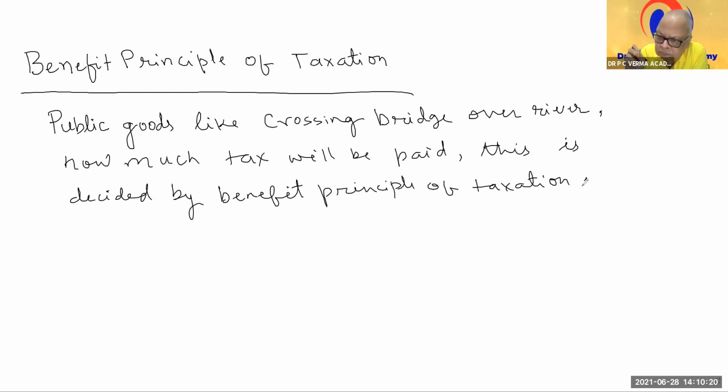So benefit is represented by demand. Benefit is utility. Utility means demand curve. Yes, sir. There will be a demand curve for a car, a demand curve for a truck.